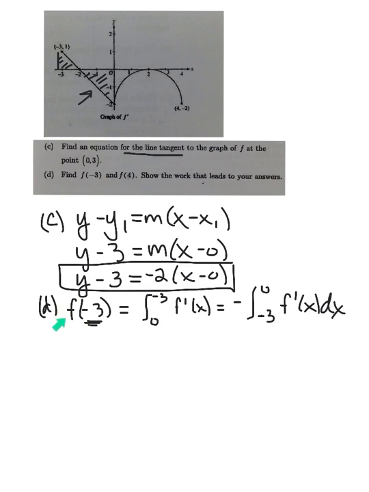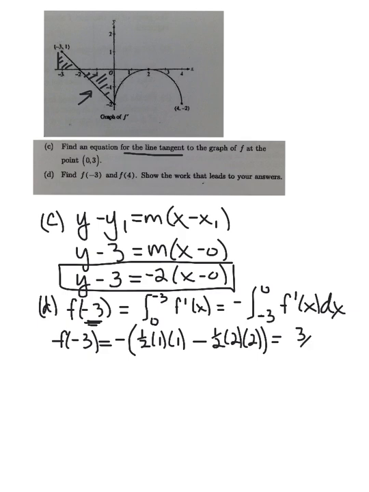So if I want to find f of -3, what I'm going to do is I'm just going to put that negative on the outside, and let me just go ahead and find the area of each of those triangles. So we have 1/2 the base, which is 1, and the height, which is 1. That's the first triangle. I'm going to do minus, because again, that second triangle is underneath the x-axis, and then 1/2 of 2 times 2. Okay? And then when I work that all out, I am going to end up with 3/2. So there's my f of -3.